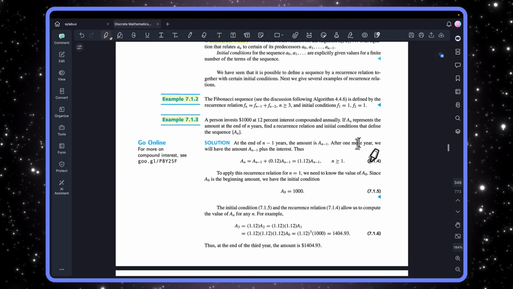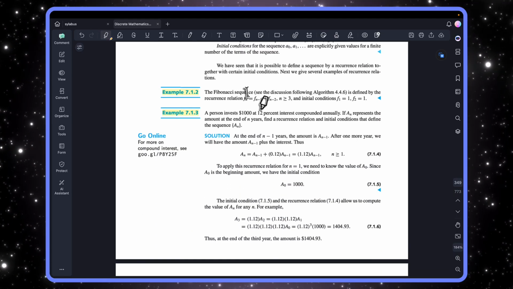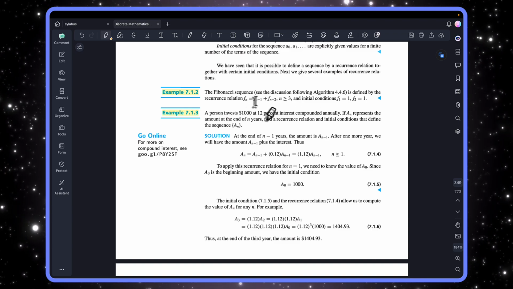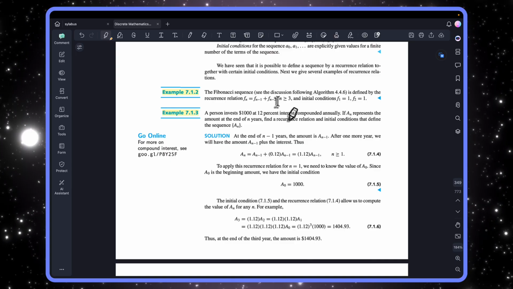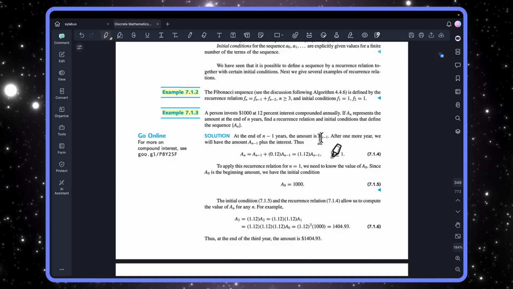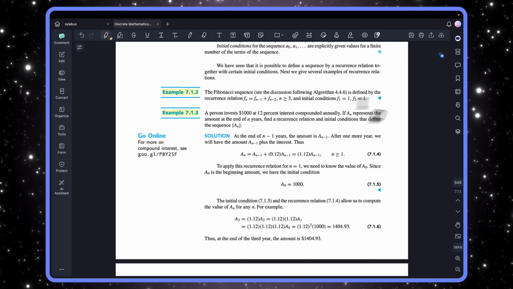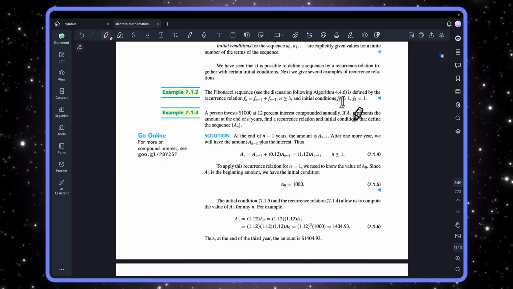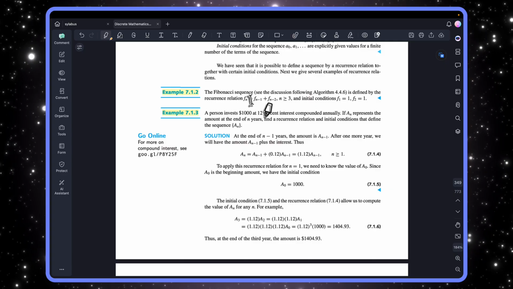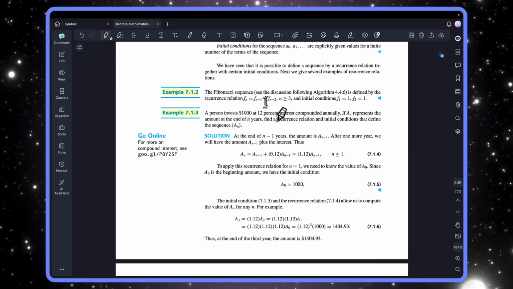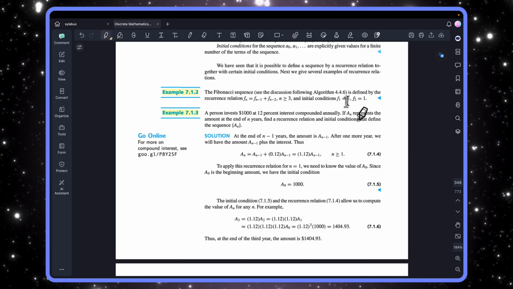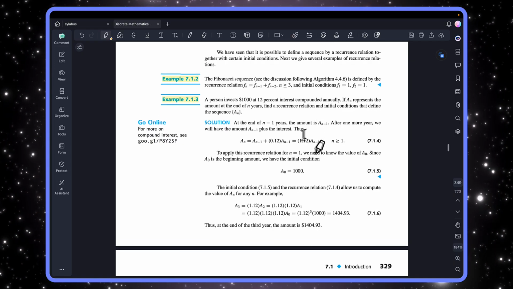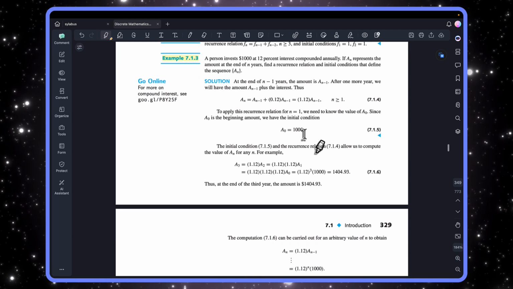Some examples that we are familiar with through the course: the Fibonacci sequence is an example where F_n is equal to F_(n-1) plus F_(n-2) for n greater than or equal to 3, and that generates our Fibonacci sequence. If we start with the initial conditions of F1 equal 1, F2 equal 2, then we can generate F_n. If we were to change the initial conditions, we would get a different sequence. All right, here we go.